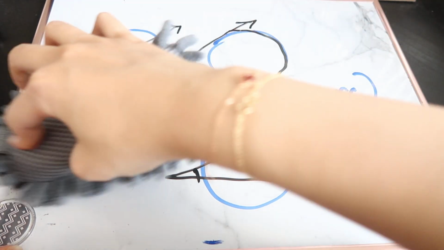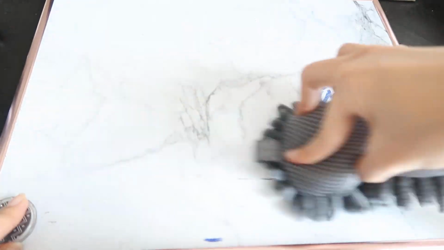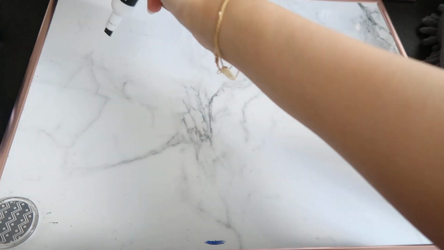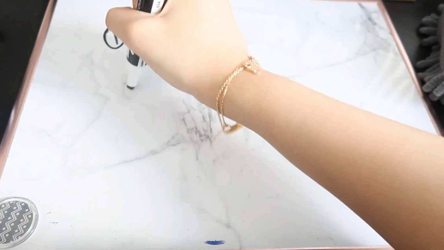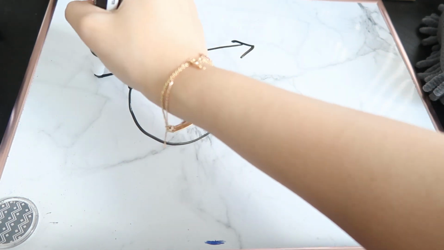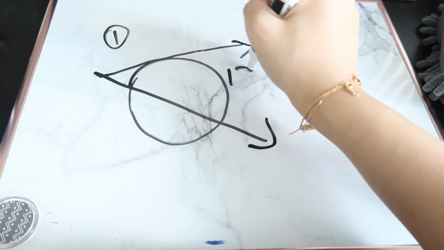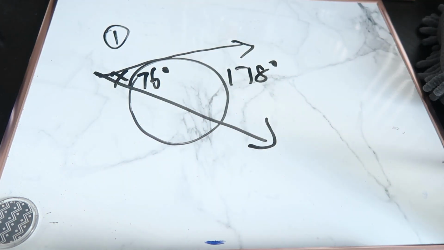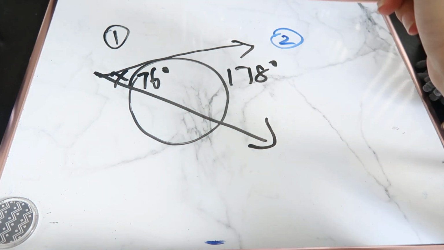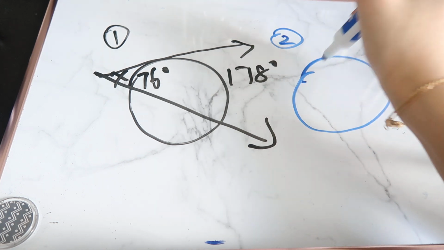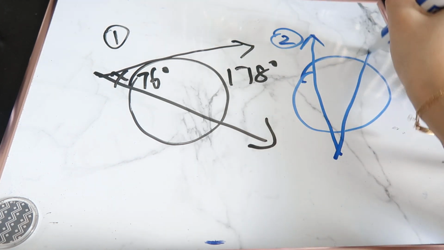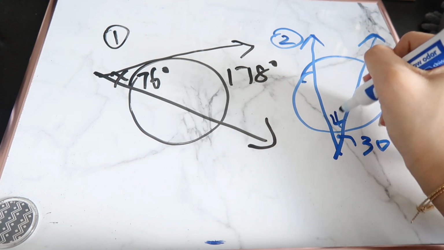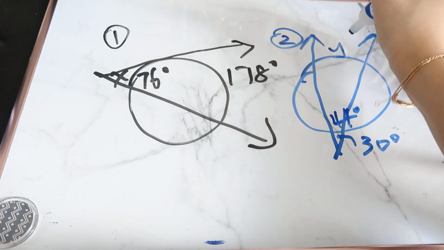Alright, so I'm going to show you 2 problems on this concept, then we'll be done. Okay, so the first one is right here. That's 178. That's 76. And we're trying to find x. And the second one, I'm just going to draw both problems first. Here you have the circle, and this angle right here is 30 degrees, and the inner one is 44 degrees. We're trying to find the outer arc here.